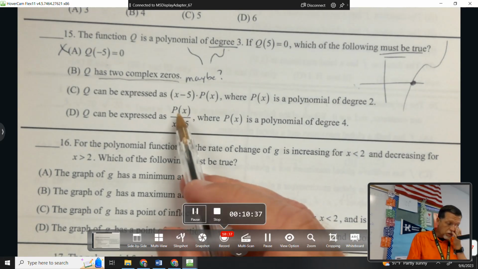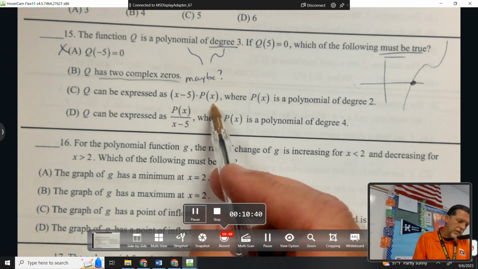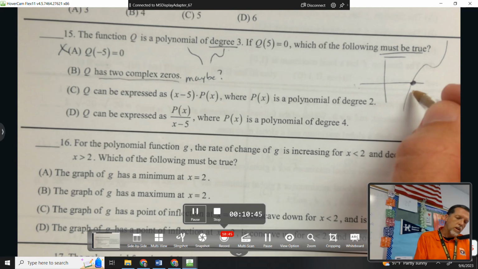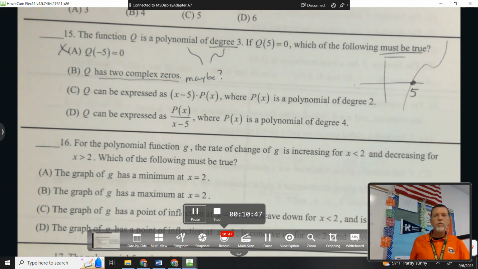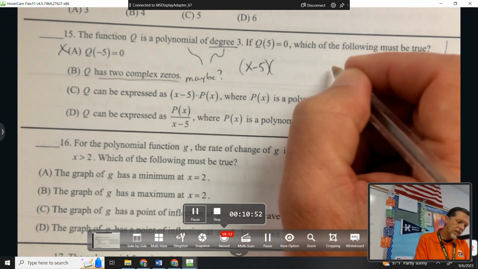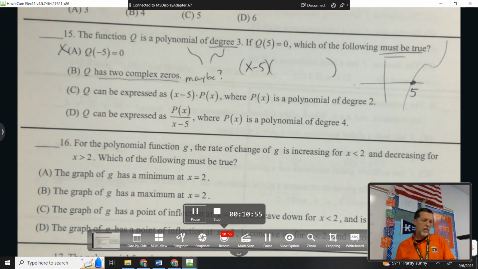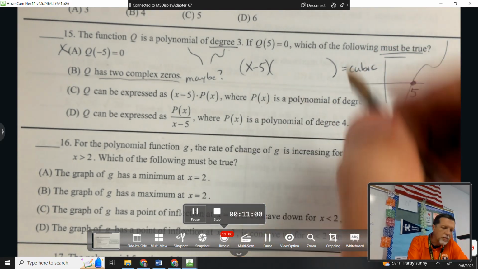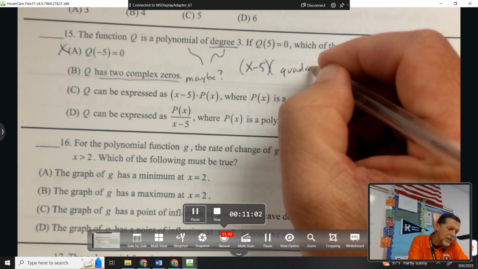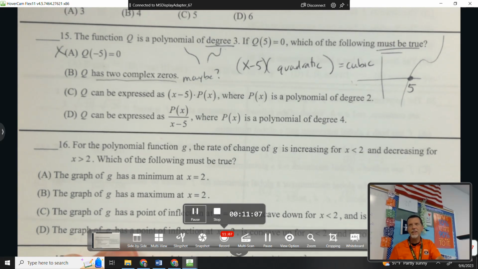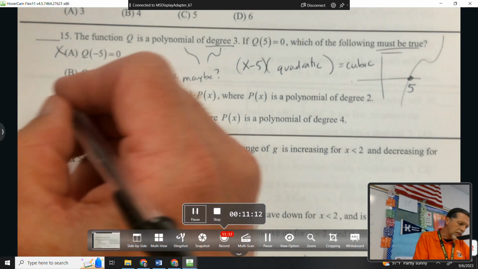Q can be expressed as x minus 5 times p of x, where p is a polynomial of degree 2. Okay, I think we're on to something here, because if x equals 5 is a root, then x minus 5 is a factor. And if this whole thing is a cubic, then the other factor's got to be a quadratic. We don't usually say things like a linear times a quadratic is a cubic, but that's a true statement. So C looks good.